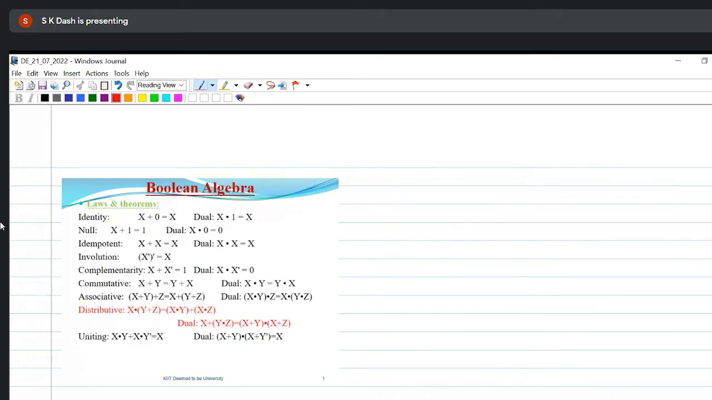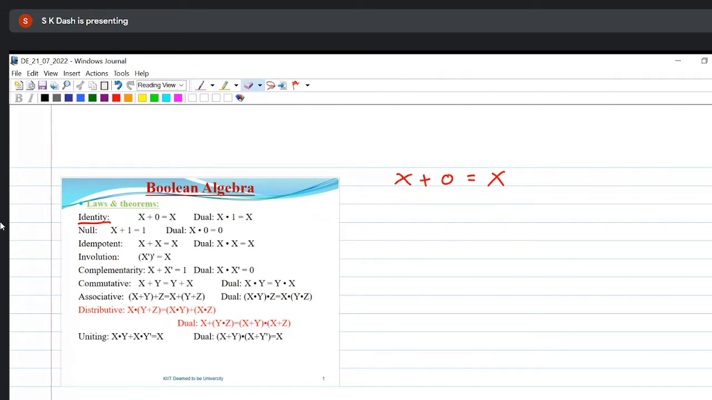So next we will deal with laws and theorems. This one we already discussed. This is called the identity law. So x plus 0, what will be x plus 0? It will be x. X can be 0 or 1. We know that 0 plus 0 is 0 and 1 plus 0 is 1. So whatever is the value of x, we get the same thing. So x plus 0 is x.